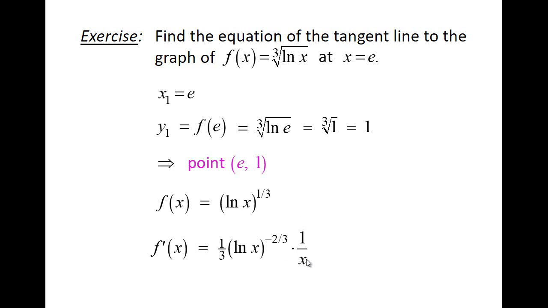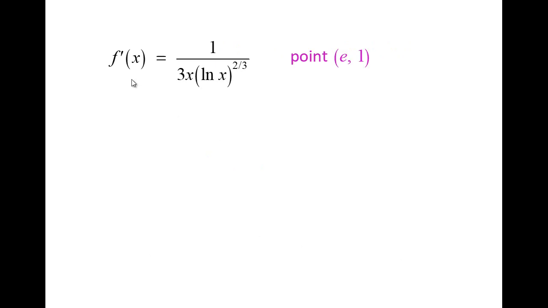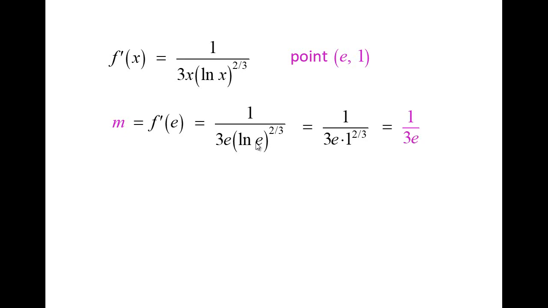Now, what's the slope of the tangent line to the graph of f at this point? Well, the slope would be f prime of e. Before I get there, let me slow down a bit. I'm rewriting the derivative so that 3 and x are in the denominator, and ln of x to the negative 2/3 can be written as 1 over ln of x to the positive 2/3. We now want to evaluate this at e. So this would be 1 over 3e ln of e to the 2/3. ln of e is 1, so you get 1 over 3e as the slope.